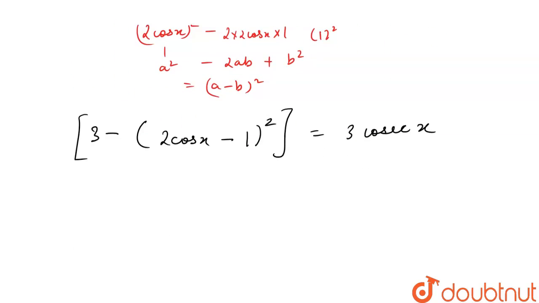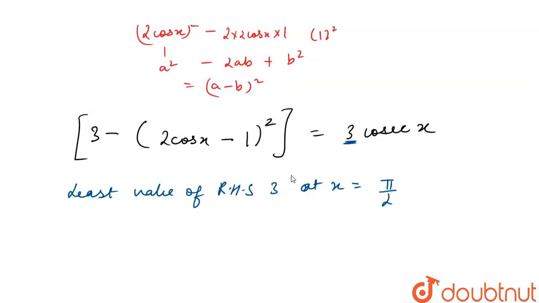Now if we see this, okay, so if we see our RHS first, so the least value of RHS will be 3, and to be 3, cosec x should be equals to 1. So cosec x is 1 at which angle? So at x is equals to pi by 2. So cosec x is 1 at angle pi by 2. So x equals to pi by 2.